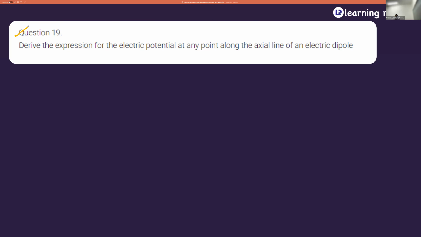Electric field due to, not electric field, sorry, electrostatic potential. So all that you need to do is first draw the diagram, take the distances. Never come.